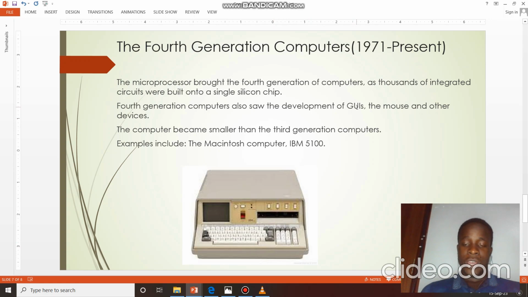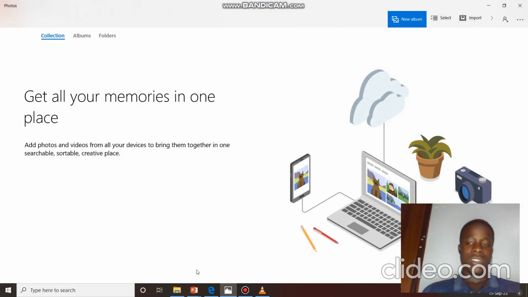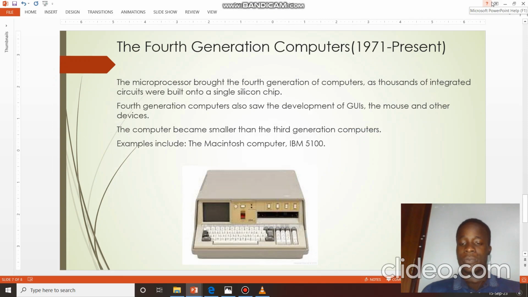I want to show you an example of a graphical user interface. This is a graphic interface where you can basically tap an image and get where you want to go. There's easy interaction.